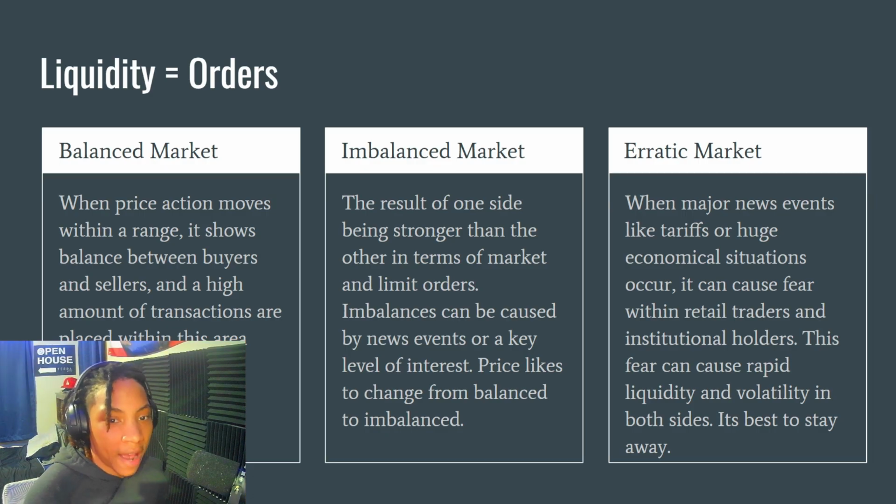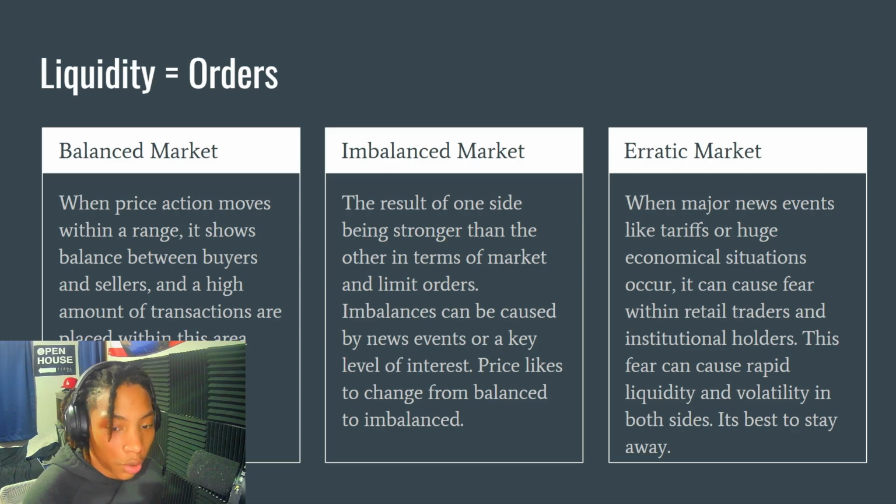So the next box we have here is an imbalanced market, and it's the result of one side being stronger than the other in terms of market and limit orders. So remember guys, liquidity is generally formed when there are market and limit orders by buyers or sellers in the market. So when price moves to push to one of these areas, buyers or sellers can be stronger based on the size of these orders. All right, so at key levels of interest, for example, if we're on the daily time frame and there's a very strong high or low, there's going to be a lot of liquidity and a lot of push at that area.